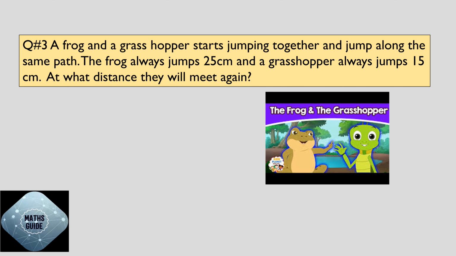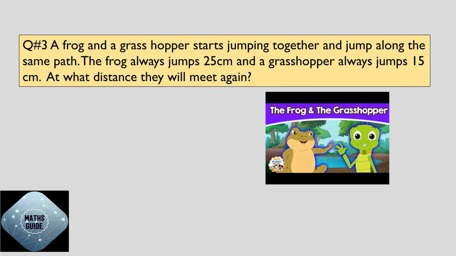When they start the race, the frog takes his first jump 25 centimeter long and the grasshopper takes his first jump 15 centimeter. When they started the race, the time will come where both are at the equal distance. Obviously, the speed of the grasshopper is more than the frog. That's why they meet again at the same distance. So here we have to find out the smallest distance where they meet again.